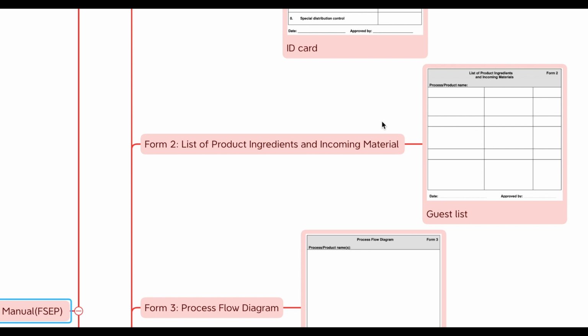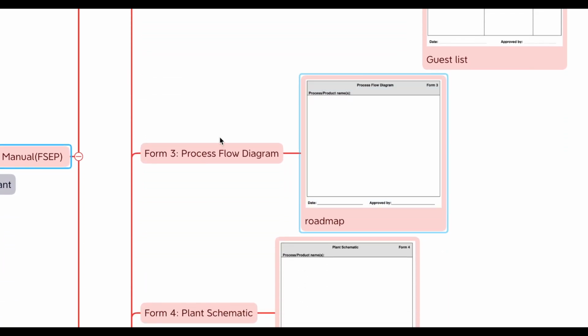They also need to consider packaging and any materials used in processing, like food-grade lubricants for their machinery. And for a dairy factory, their Form 2 could include milk, cultures for yogurt, fruit for flavored products, and so on. They also need to consider materials like bottles and cartons for packaging. Moving to Form 3, we have the process flow diagram.